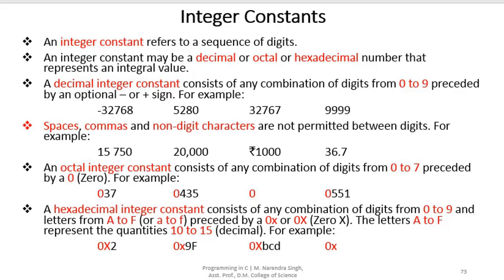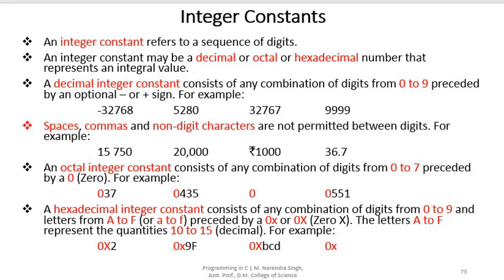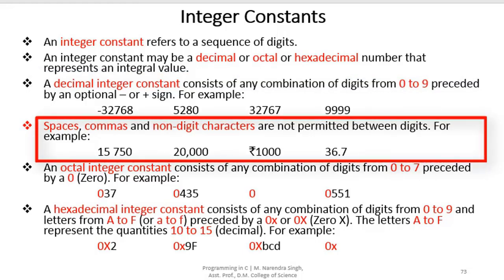An integer constant refers to a sequence of digits. An integer constant may be a decimal or octal or hexadecimal number that represents an integral value. A decimal integer constant consists of any combination of digits from 0 to 9 preceded by an optional minus or plus sign. For example, minus 32,768, 5,280, 32,767, 9,999.